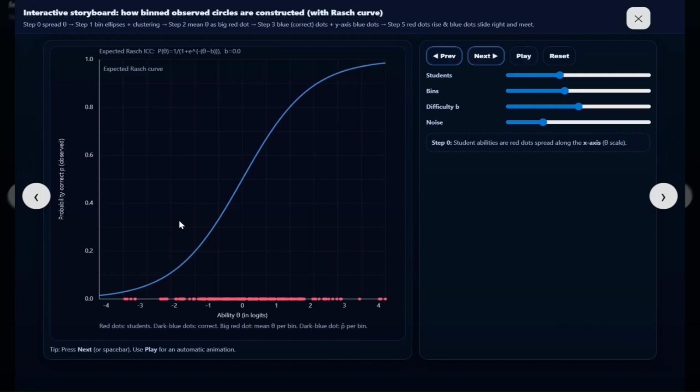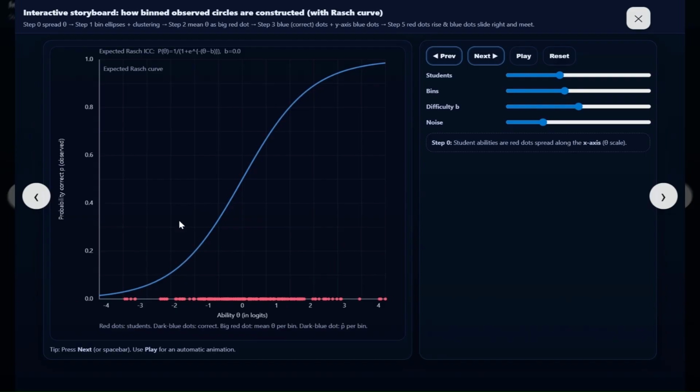What it doesn't mean is that this nearest Rasch curve fits our observed data. It means it's the nearest to it, but it doesn't mean that it is fit. In order to know whether it is fit or not, we need to check it.